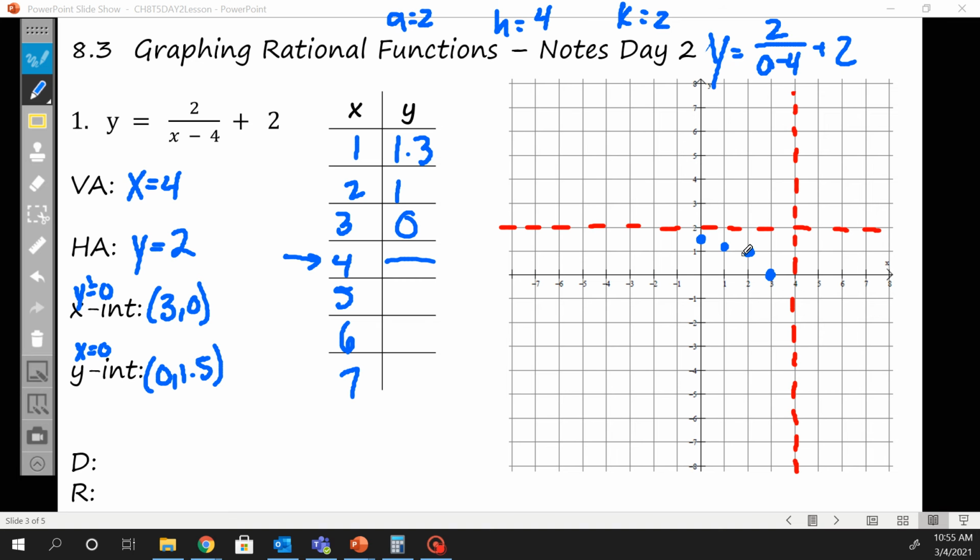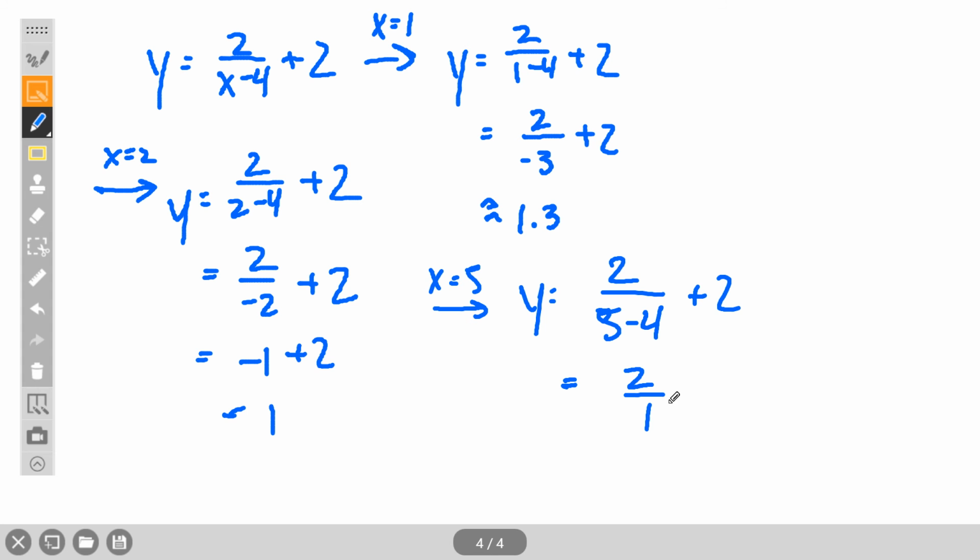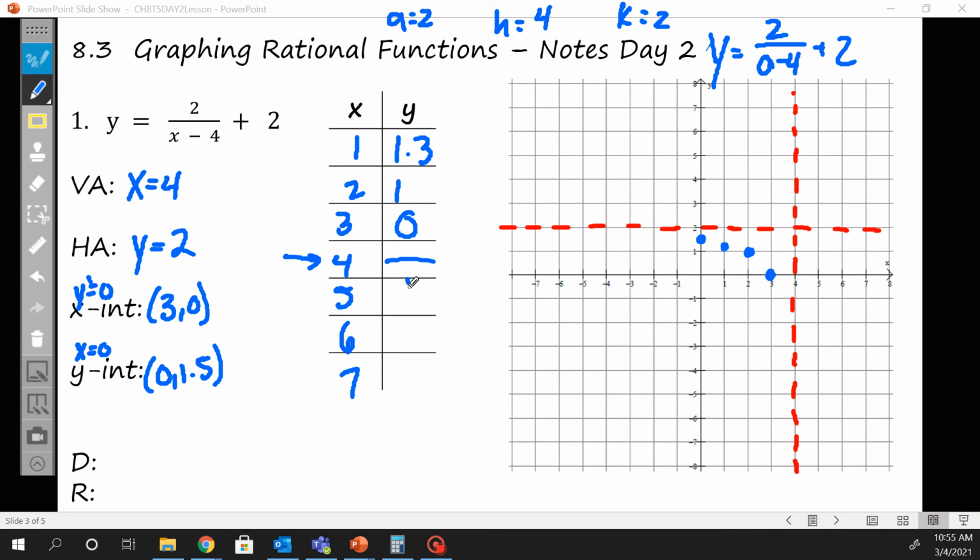So kind of seeing what the left side looks like. Let's jump to the right side. So I'm going to plug in 5. So y equals 2 over 5 minus 4 plus 2. So 2 over 1 plus 2, which is 4. So (5, 4), which is right here.